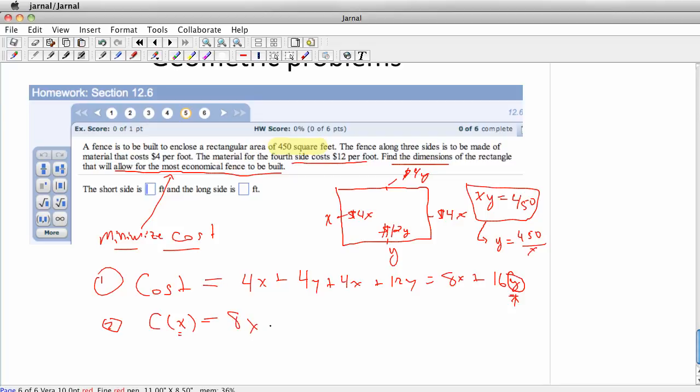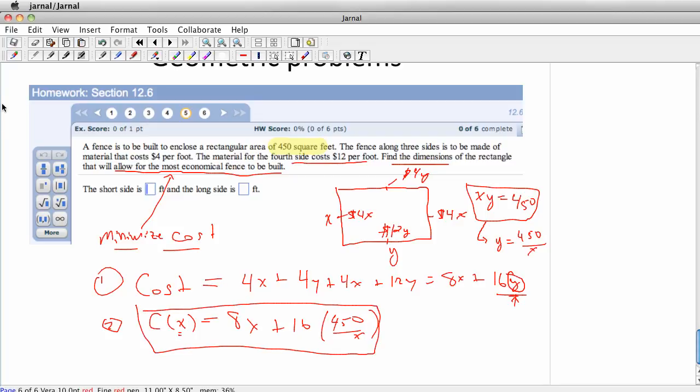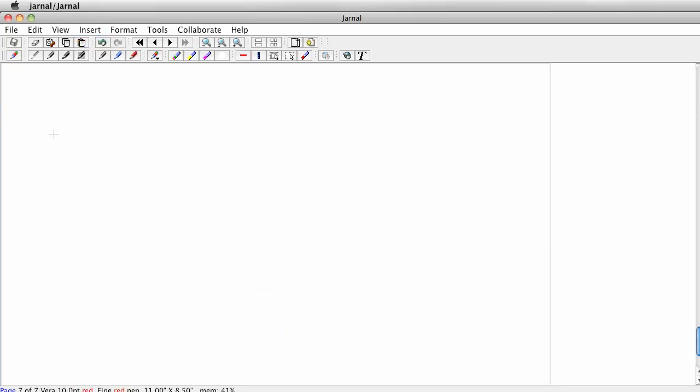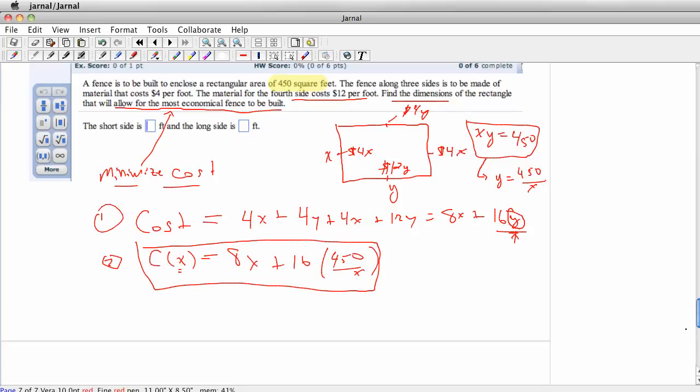So cost then is 8x plus 16, not 16 times y, but rather 16 times 450 over x. And so this then is a cost function that only has one variable in it. So now we're ready to do the max-min problem. To find where this is maximized or minimized, I first need to know the critical values. So to find critical values, I find the derivative.